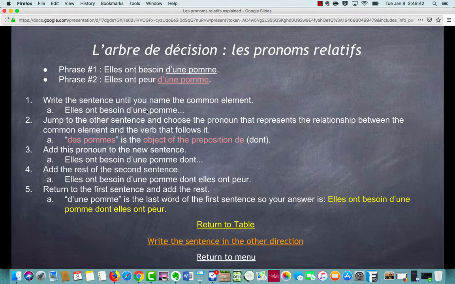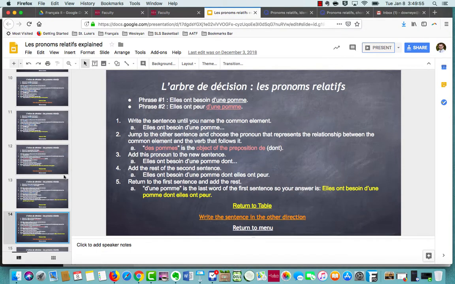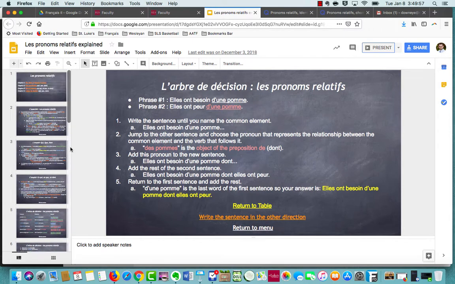You would write the sentence until you get to the common element. Then you jump to the other sentence and you choose dont. Then you write the rest of the sentence, okay? So this will walk you through exactly how to do that kind of question. And then that is how I'd like you to check your work, okay?